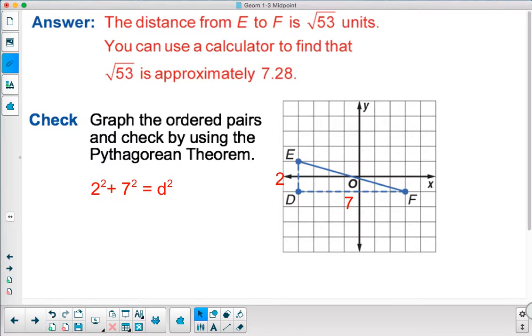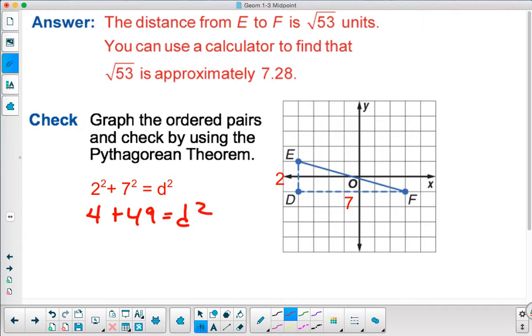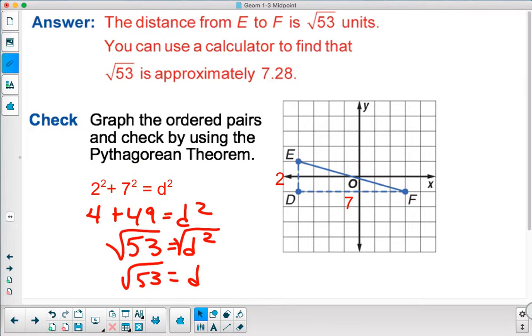Now I'm showing that you could check that or work it using Pythagorean theorem. Remember how we made that right triangle? So 2 units and 7 units, that worked through. To get D, you square root each side. So that distance is also the square root of 53, checked or worked using Pythagorean theorem on the right triangle.